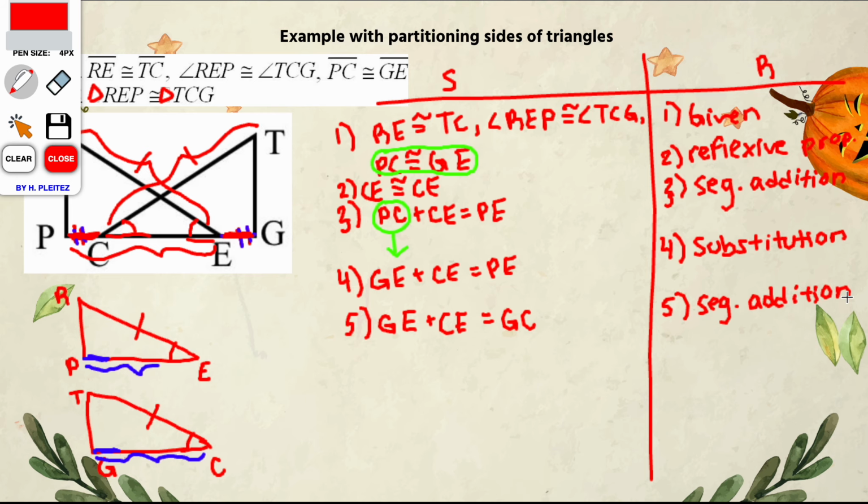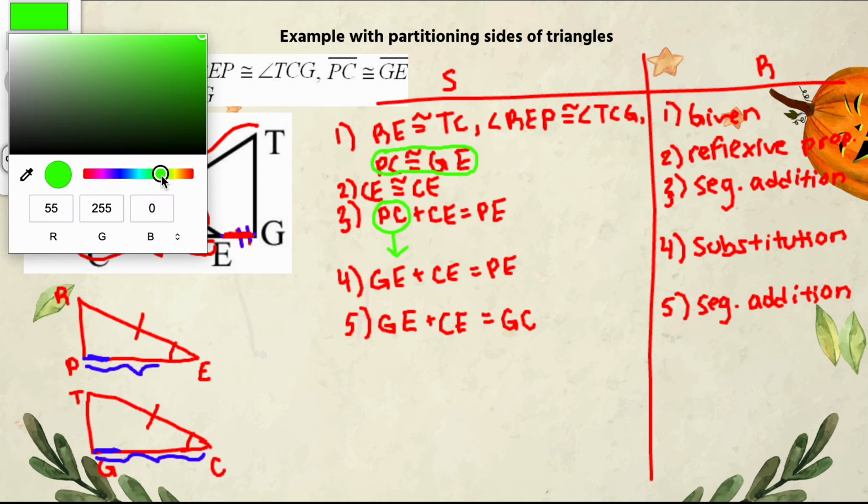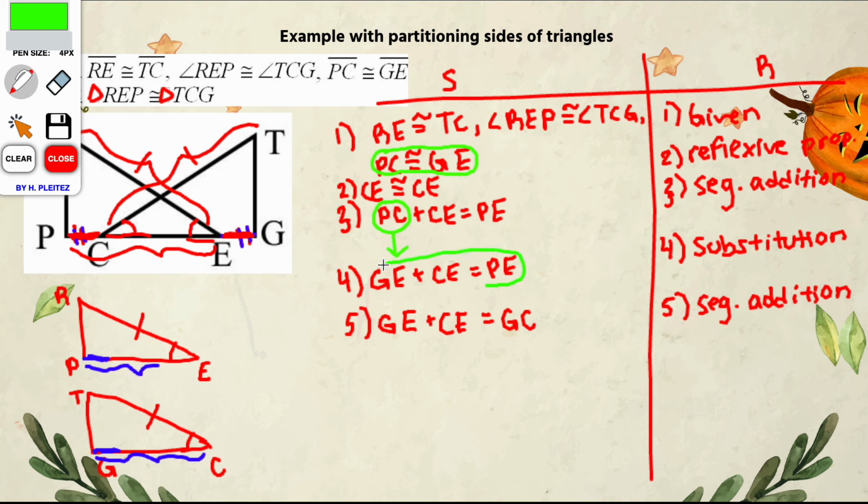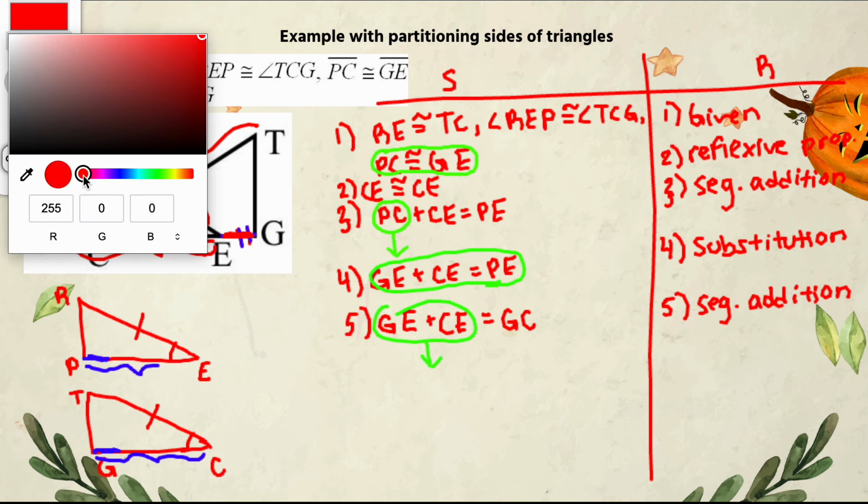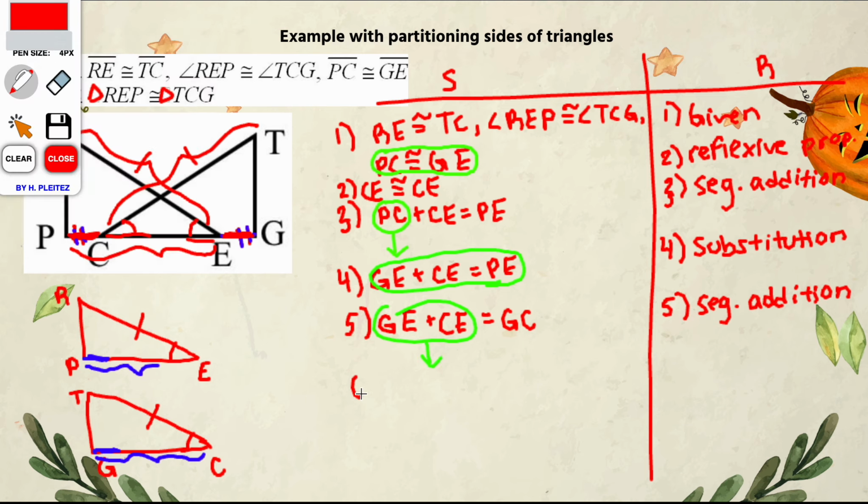Now, let's see, we can't use substitution again, or we can, but let's see what we're going to actually use it for. So GE plus CE is equal to PE here. So we're going to use this to help us, right? So I'm going to take GE plus CE and I am going to swap it out because I know GE plus CE is equal to PE as well. So I'm going to take this, swap it out for PE, right? So then we'll have PE is congruent to GC, and that again is substitution.